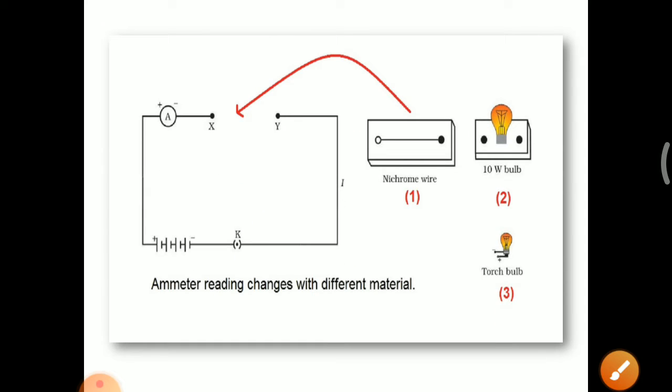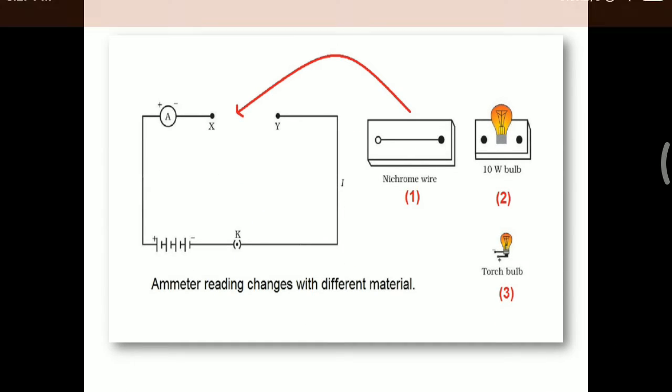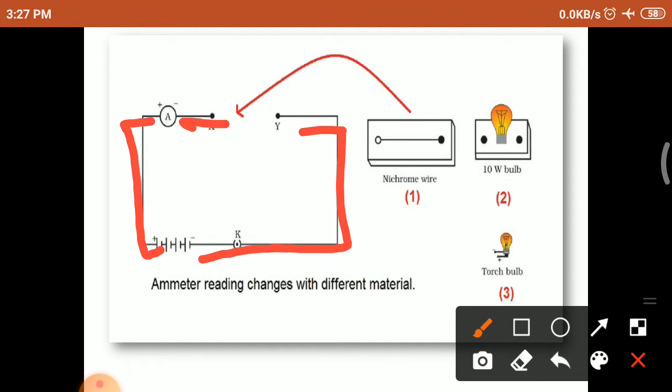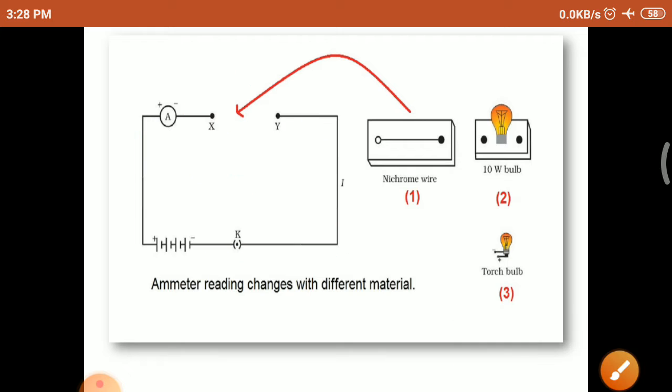See here, it is clearly shown. The positive terminal of the battery is connected to the positive terminal of the ammeter. The negative terminal of the ammeter is connected to the negative terminal of the battery. So here I have given some gap XY. This is a nichrome wire, 10-volt bulb and torch bulb.